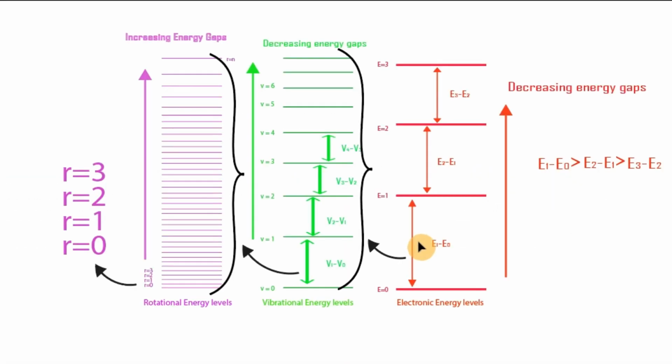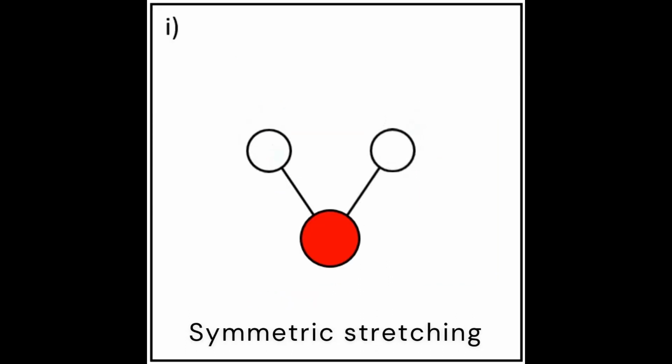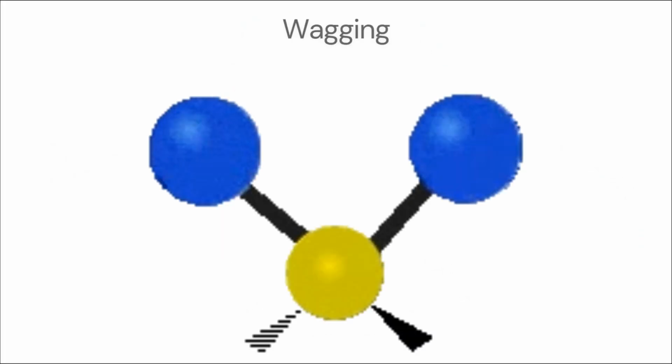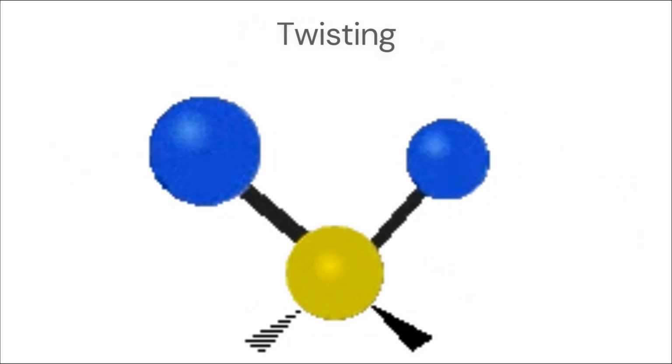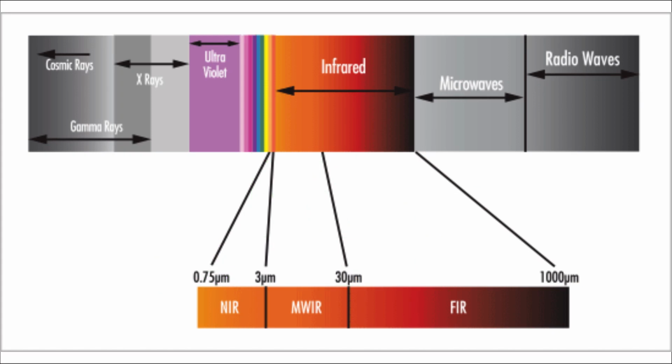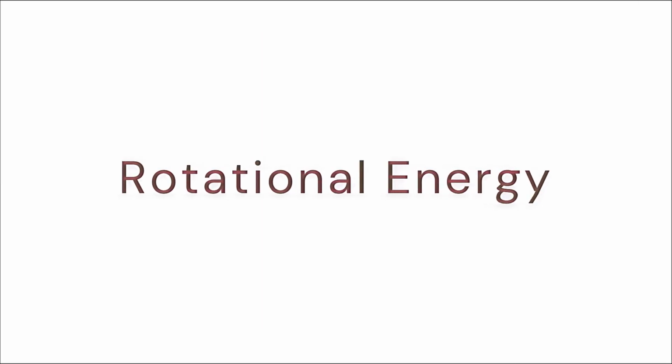Vibrational energy. Each such electronic state contains a range of vibrational levels equal to 0, 1, 2, 3, etc. The atom in a molecule can vibrate by keeping the position of its center of mass constant. Energy associated with this type of vibration is called vibrational energy. The gaps between the vibrational energy levels fall in the IR region of the EM spectrum, that is from 0.75 micrometer to 1000 micrometer.